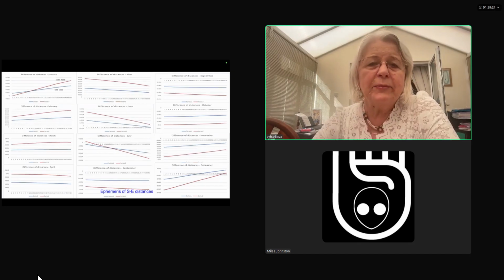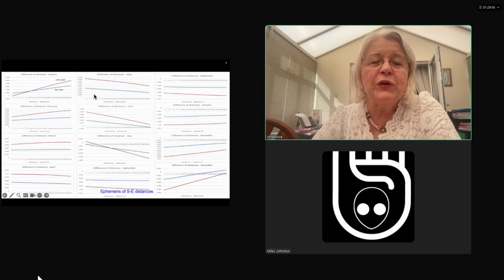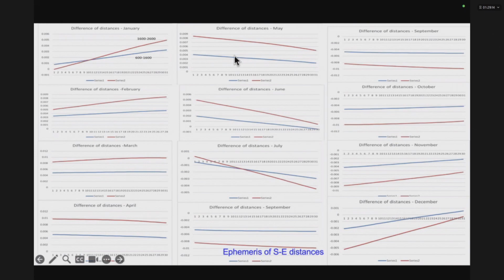And in the book chapter, to simplify the task, I subtracted and put not only distances, but the difference of the distances. So here you see the difference between the distances in the millennium 600, 1600, and 1600, 1700. And this is a distance difference of up to 0.11 thousandths of an astronomical unit, as we predicted in the paper.